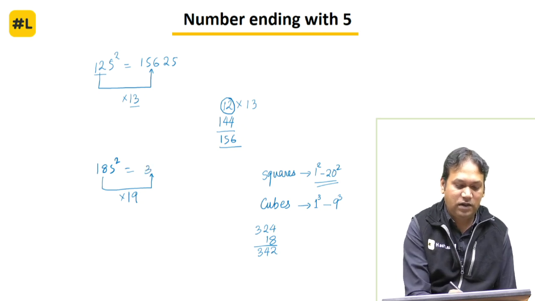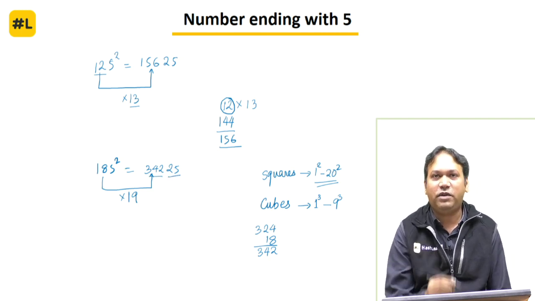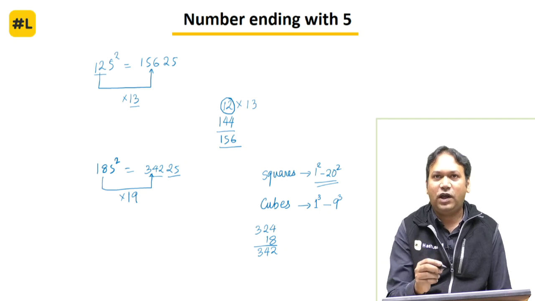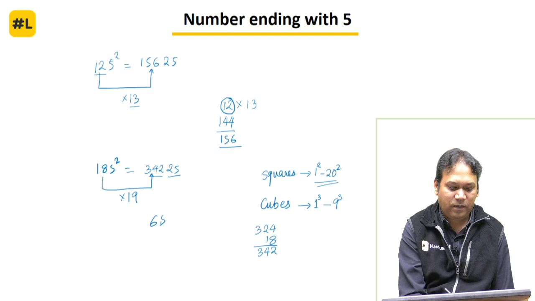So 18 into 19, 342, and 5 square 25. Now if I take any number randomly, you should be able to tell me the answer. So without using pen and paper, try this out. Tell me what is 65 square.